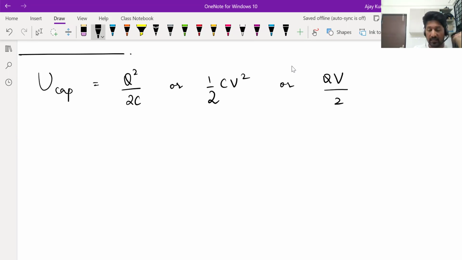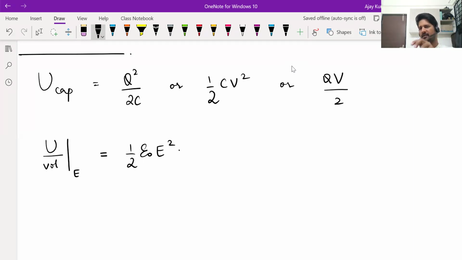And energy density in an electric field. Energy density means energy per unit volume in an electric field. Do any of you remember the formula for this? We took help of a parallel plate capacitor to derive the energy stored per unit volume in the electric field. Anyway, it is half epsilon naught E square.